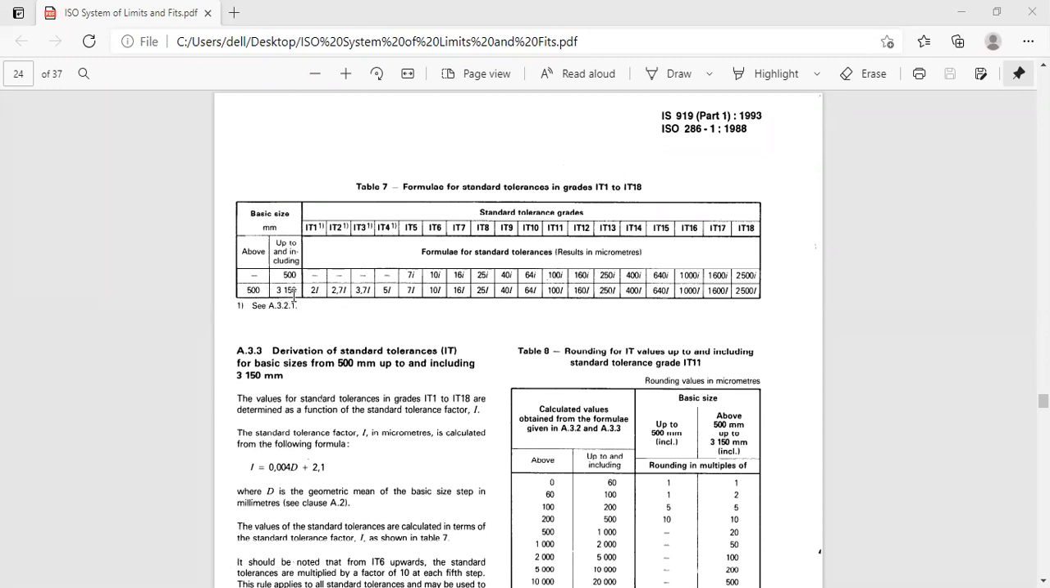500 mm to 3150 mm, the capital I will come. Same formula, but capital I has to be used. Different formula, but for small i it is 0.5 cube root of D plus 0.001D. But for the capital I, you have to take this particular formula.